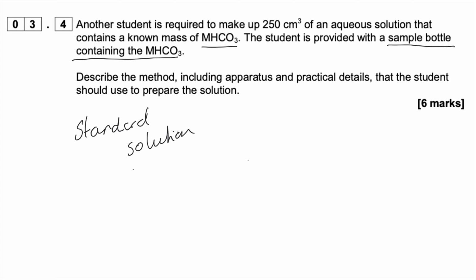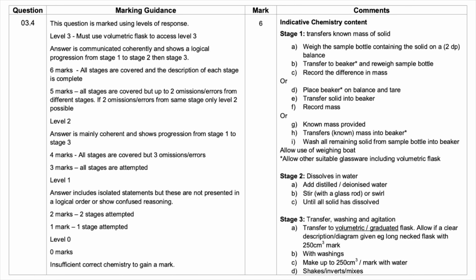There's probably nothing really surprising. It's worth 6 marks. If you just go through and methodically lay out everything that we've already talked about today, you're going to get 6 marks. So let's have a look at the mark scheme. So there are 3 stages on the mark scheme.